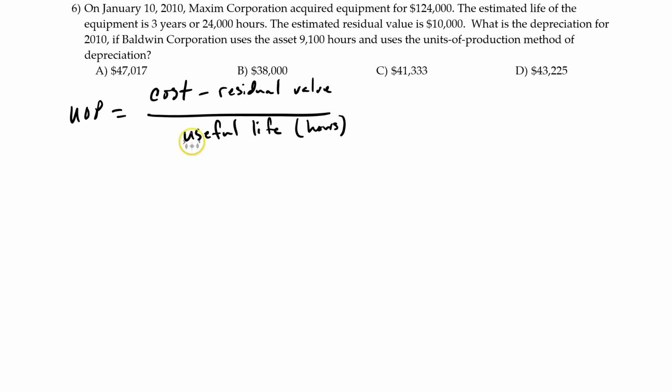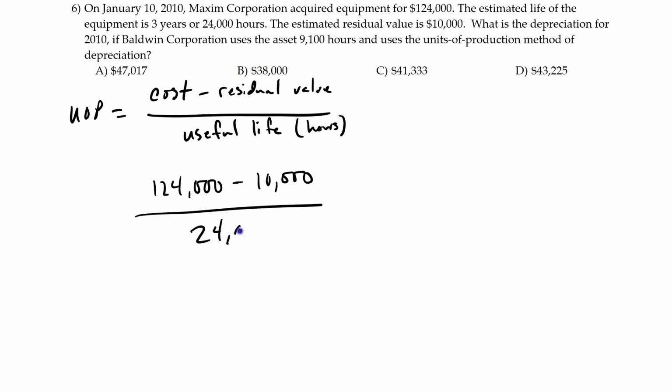So the cost is $124,000. The residual value is 10,000, and the total useful hours of this piece of equipment is 24,000 hours. All right, well, that calculation gives us a rate, and that rate is $4.75 per hour. So for every hour this equipment runs, we're going to charge $4.75 of depreciation expense.